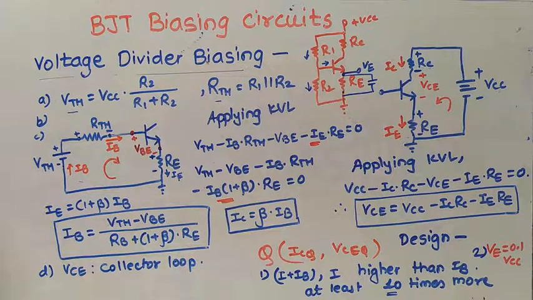Now what are the disadvantages? The ratio of RB to RE needs to be low for better Q point stabilization. Meaning the ratio of the resistors RB and RE should be low.